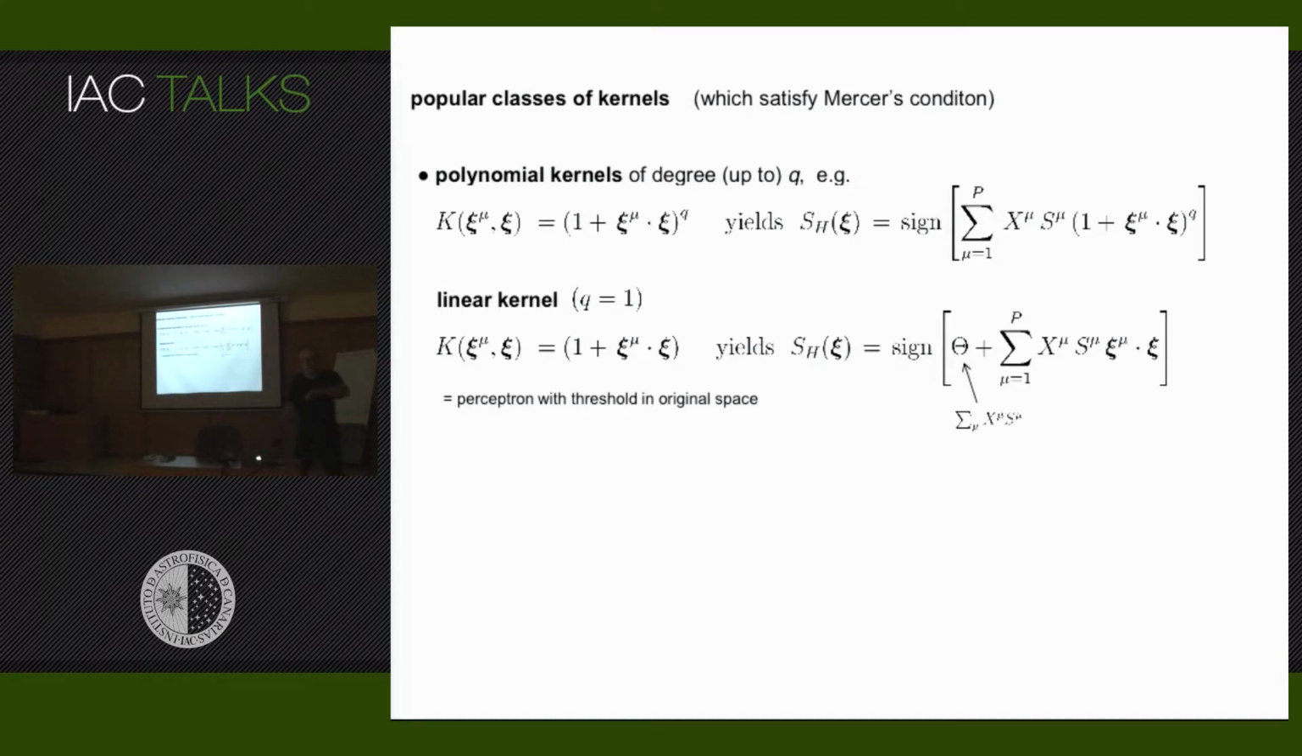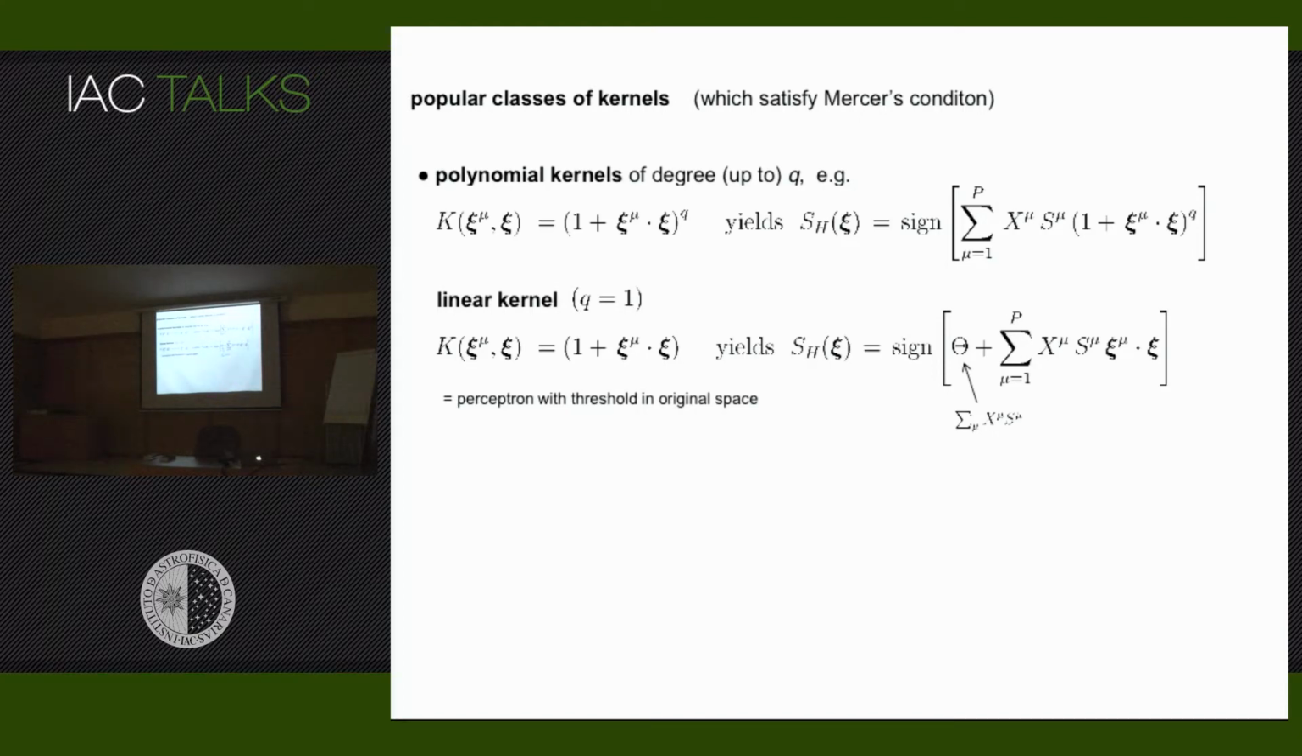Okay. Let's look at some simple examples. The linear kernel. Linear kernel means polynomial kernel with exponent 1. So the kernel is 1 plus the dot product, almost just the dot product in the original space. What does the support vector machine output look like? It's a function of the input vector psi, which is the sign of, if you work this out for q equal 1, a constant term, which is just the sum over mu of x mu s mu times 1, which I call theta, plus a sum over mu equal 1 to p of x mu s mu times the dot product between psi mu and psi in the original space.